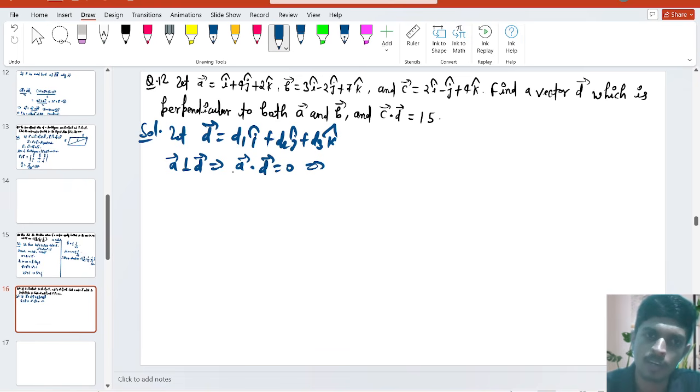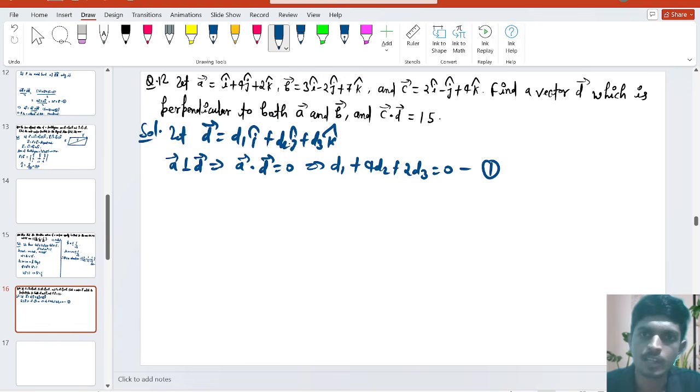So simplifying, vector A = i cap and so on, and vector D, so D1 into 1 plus 4 into D2 plus 2 into D3 is simply equal to 0. Let this be equation number 1.